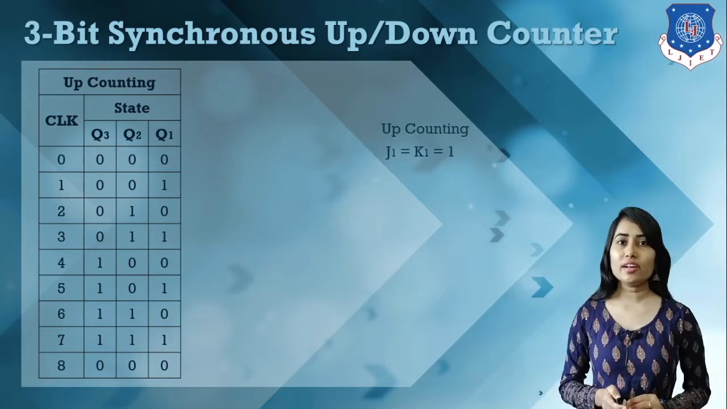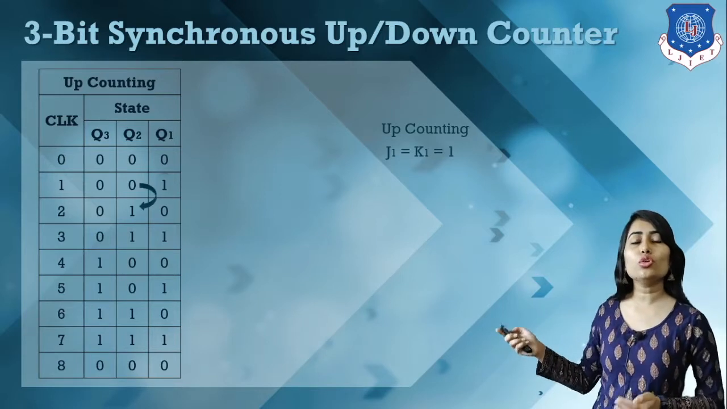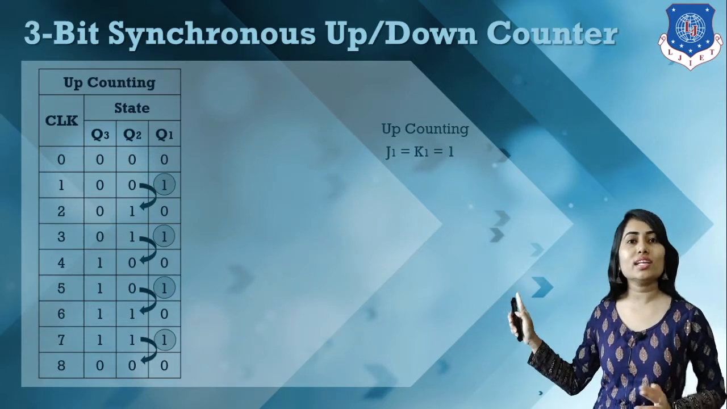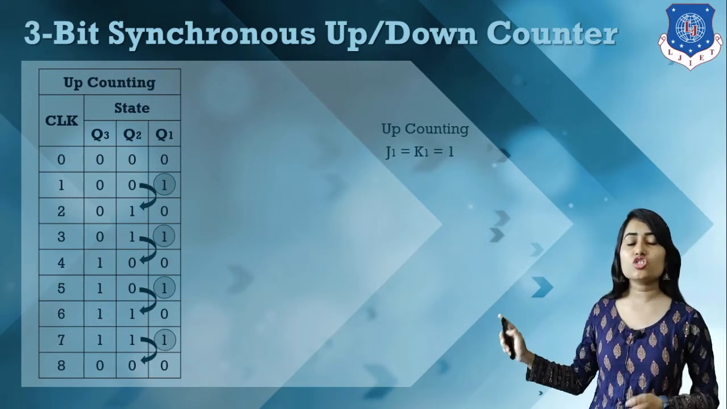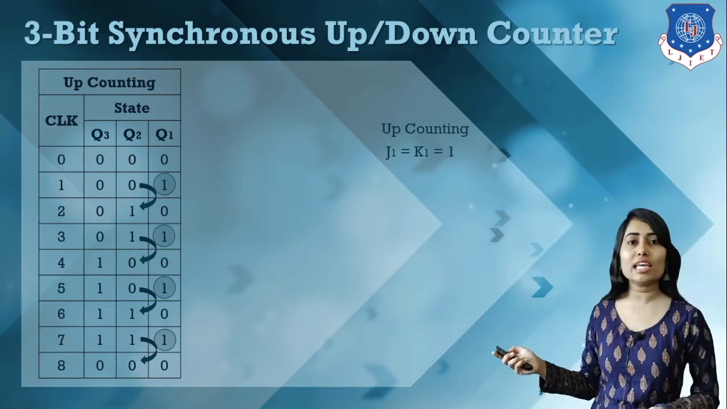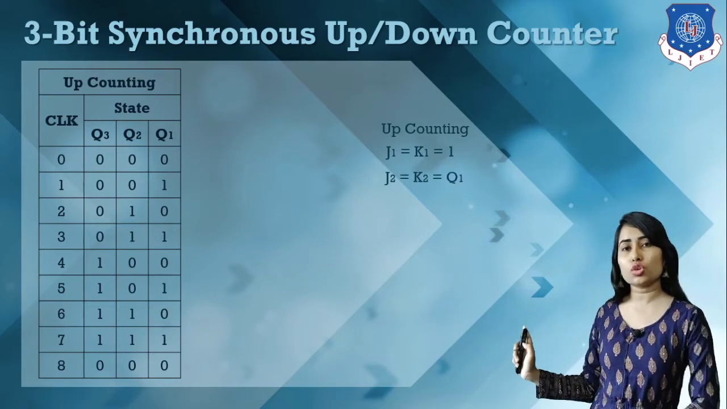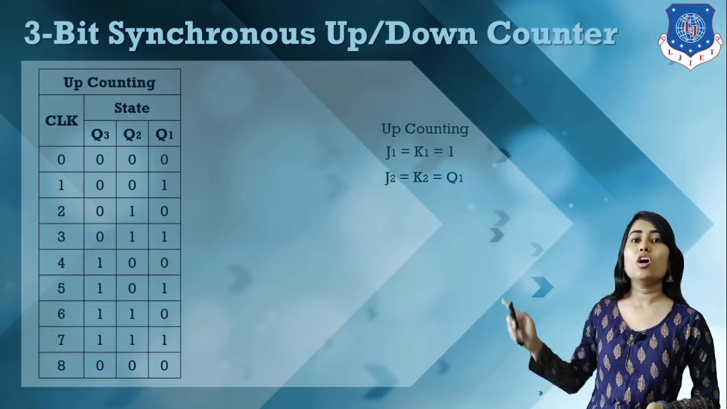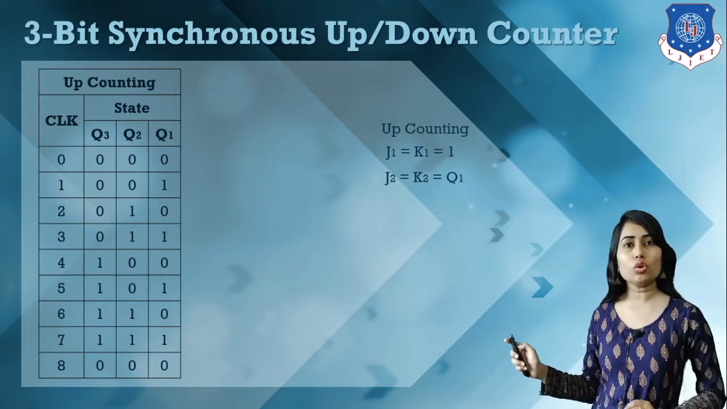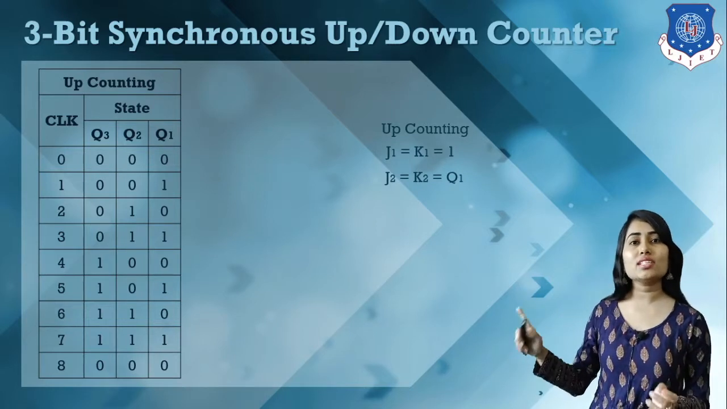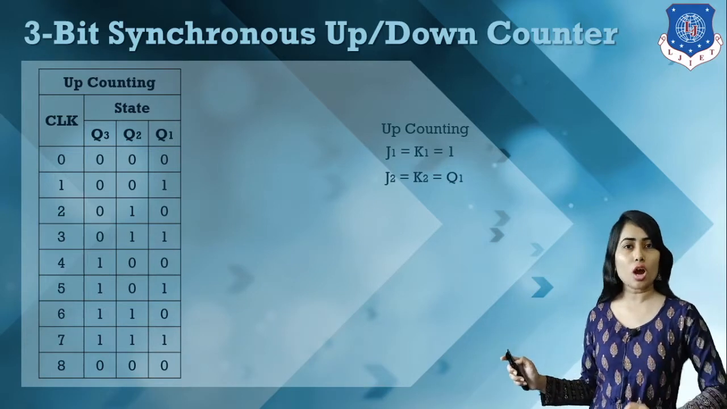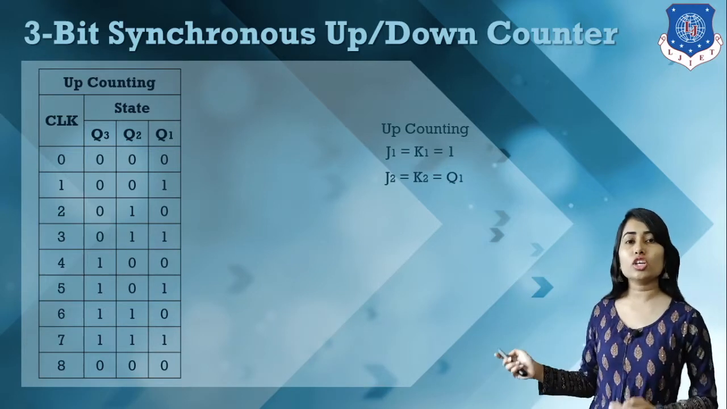Now for the next one, Q2 will change its state whenever Q1 is equal to 1. Whenever Q1 is equal to 1, we have a change of state, such that we have a toggle mode operation. So we can connect J2 K2 is equal to Q1 for the up counting sequence of Q2, because whenever Q1 is equal to 1, we have a change of state. That means basically toggle mode operation. So this is for the Q2 sequence.